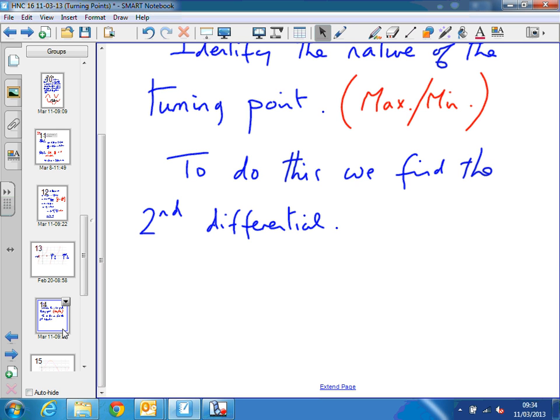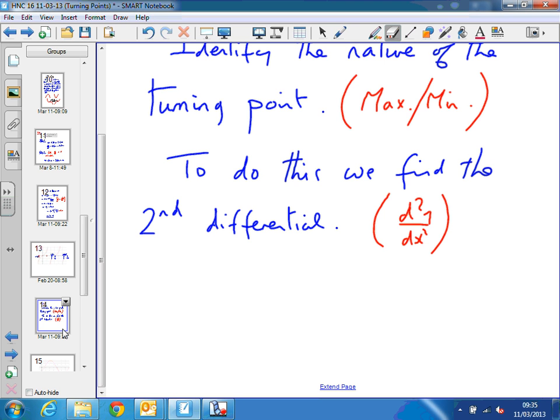Now, that's d2y by dx squared in this case. That's how we'd say it, d2y by dx squared, the second differential. Third differential? Right. Okay, so we use these symbols.